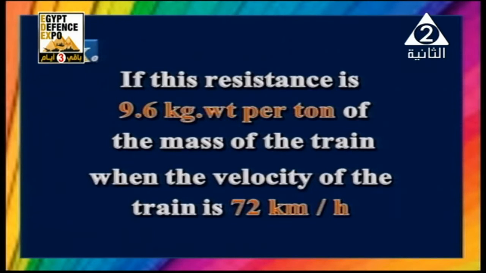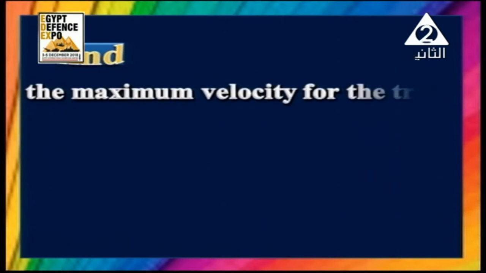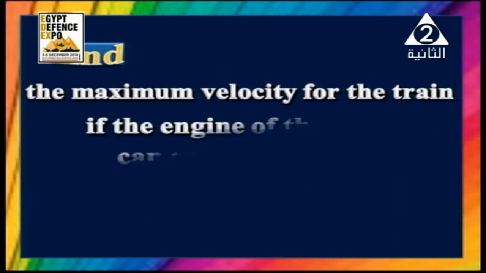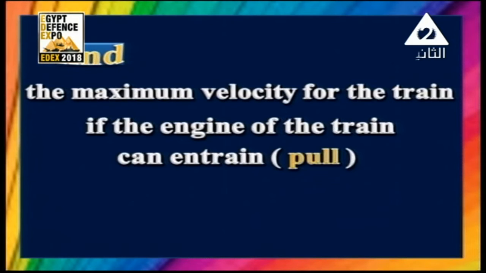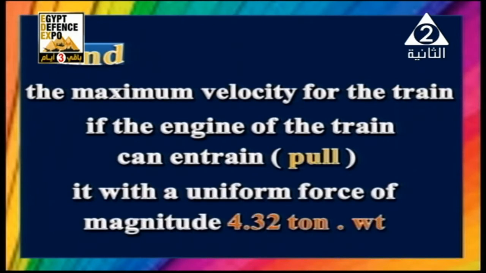Find the maximum velocity for the train if the engine of the train can pull it with a uniform force of magnitude 4.32 ton weight. Look at the solution.